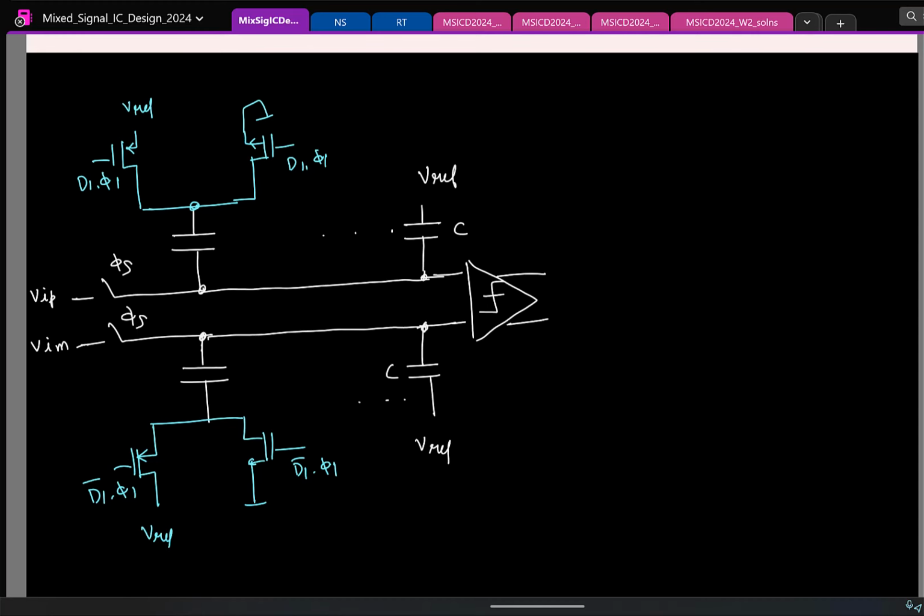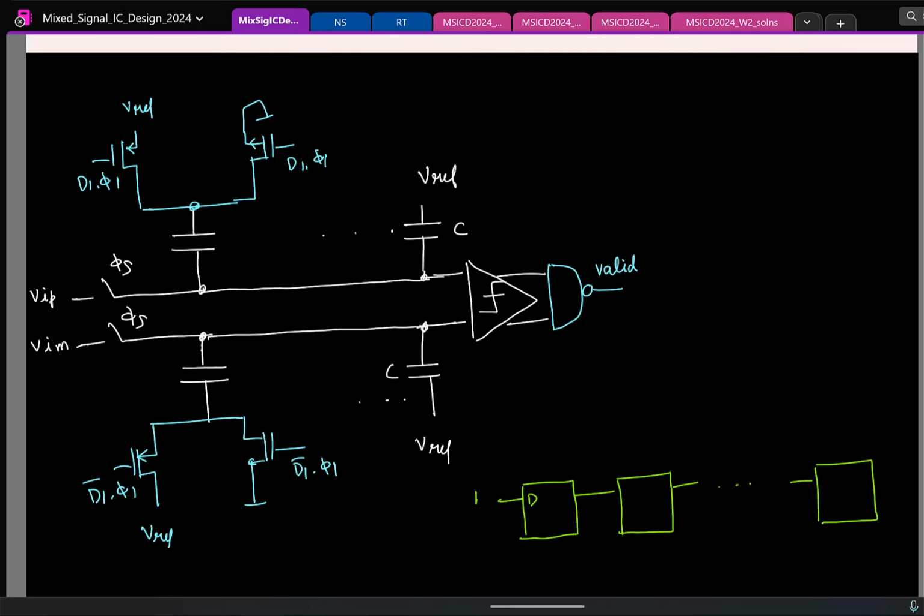So the first thing we did was the following. We detect when the comparator has finished its decision. For that we ANDed them, generated what we call the valid signal, and then we had to store the information on a flip-flop. For that you have to generate appropriate clocks, and the clocks were generated in this fashion. So you feed in one and then give the valid signal here. So this will give the first clock, second clock phi 2, similarly the last clock phi n.